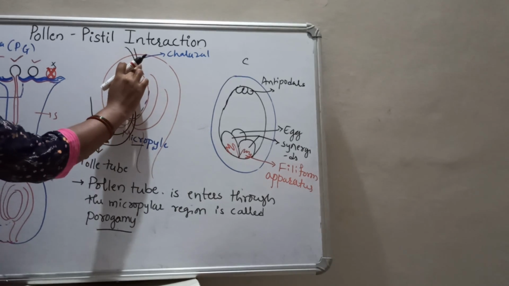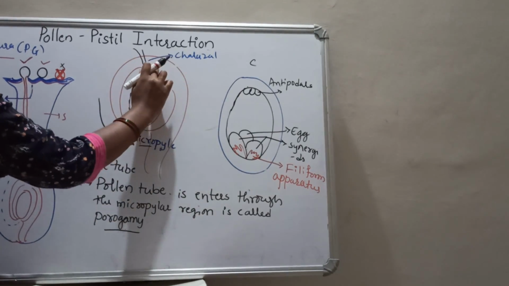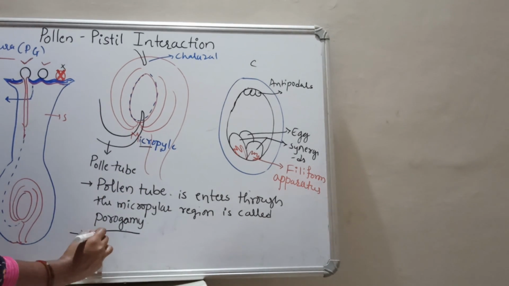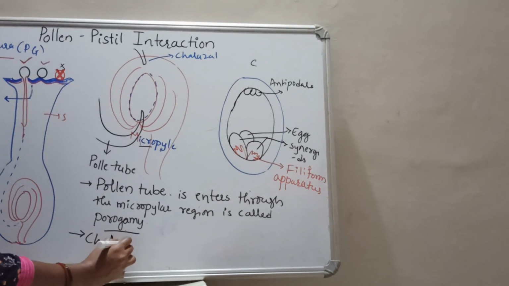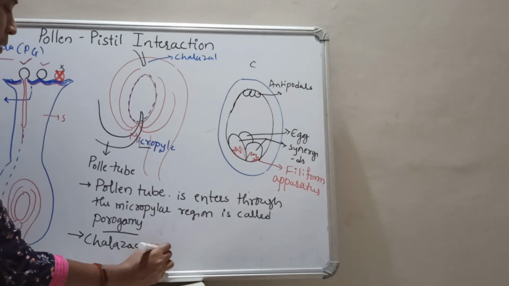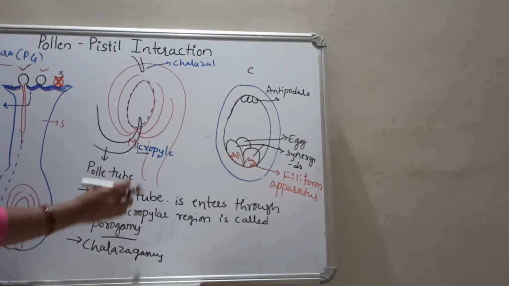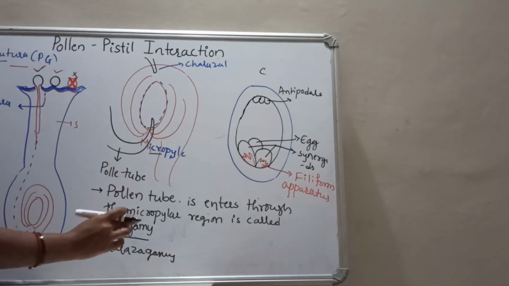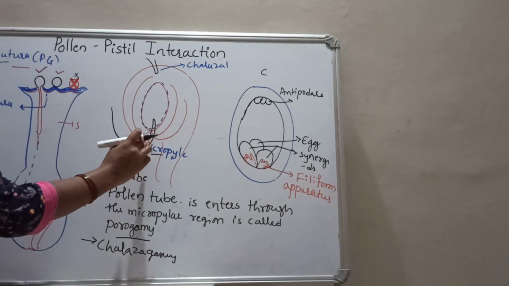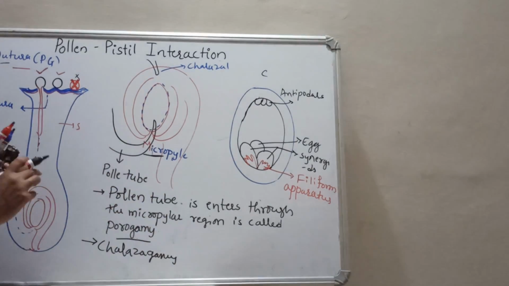If the pollen tube enters through the chalazal region, it is called chalazogamy. Chalazogamy is a rare case, meaning it occurs in only some plants. In almost all plants, the pollen tube enters through the micropylar region.